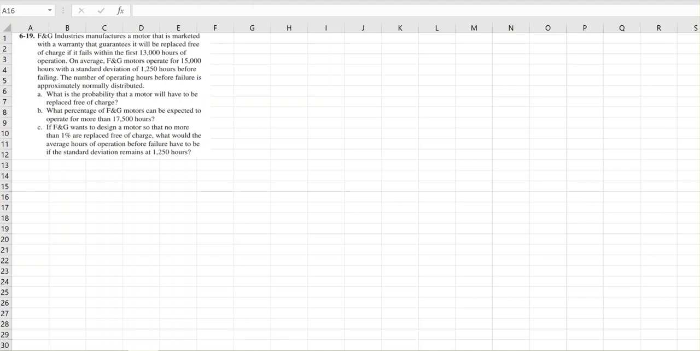F&G Industries manufactures a motor that is marketed with a warranty that guarantees it will be replaced free of charge if it fails within the first 13,000 hours of operation. On average, F&G motors operate for 15,000 hours and a standard deviation of 1250 hours before it fails. The number of operating hours is approximately normally distributed, which is important. Part A, what is the probability the motor will have to be replaced free of charge?